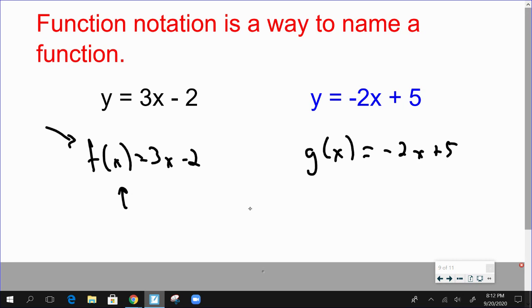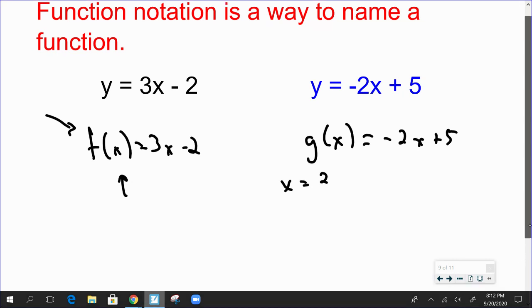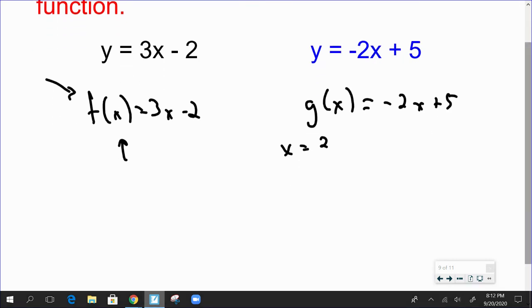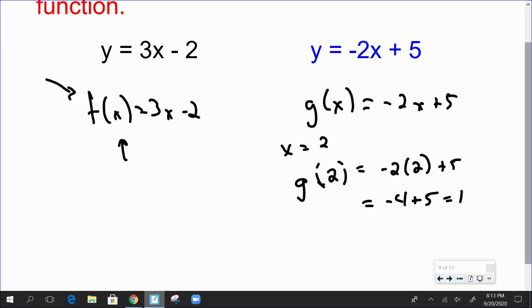Now, what happens if they say, hey, what's g of x when x equals 2? Okay, now all it's asking me to do is put 2 in for x and then evaluate. So I write it as the function g with 2 in for x is equal to negative 2 times 2 plus 5, and now I put the 2 every place I see the x. So this is negative 4 plus 5. This is just 1.